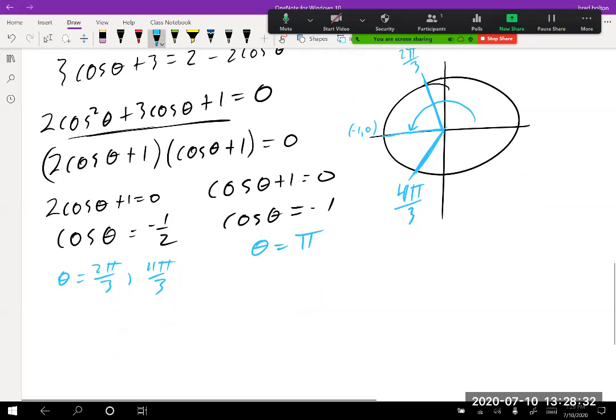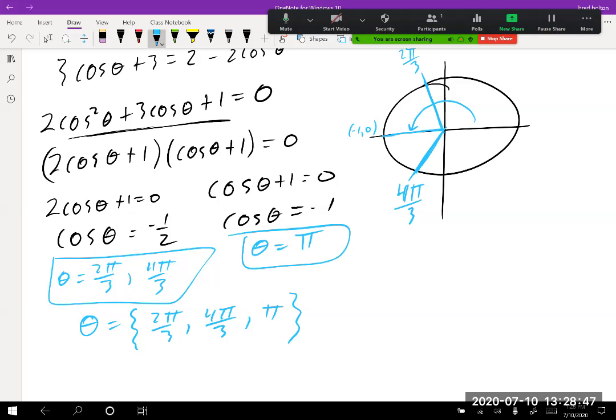So in general, this is how I think in the homework they may ask you to write it: 2 pi over 3, 4 pi over 3, pi. They just want you to write it as a set. If they don't ask you to do it that way, then you can just do theta equals this and theta equals that, and so on. Okay, but these are just common problems that you're going to run into from chapter 7.3. Okay, I think I have one more.